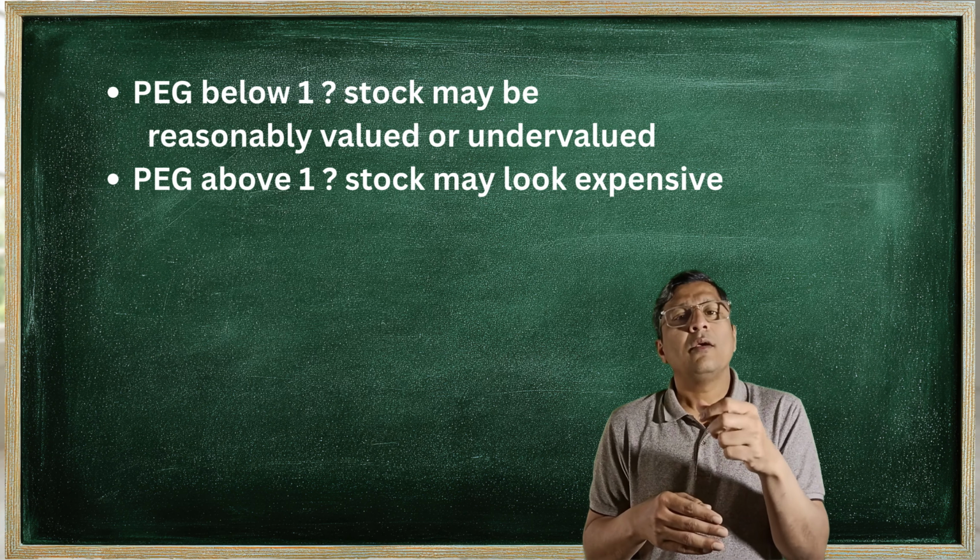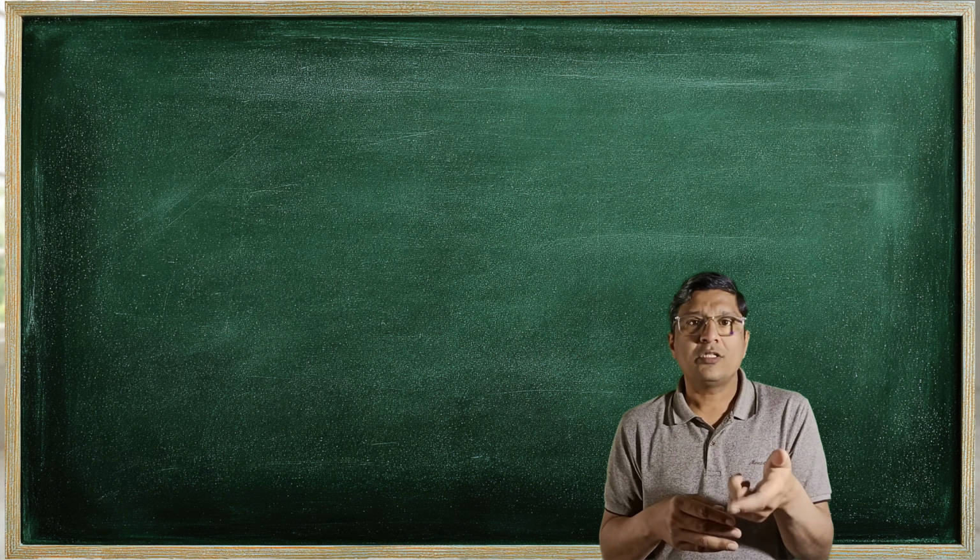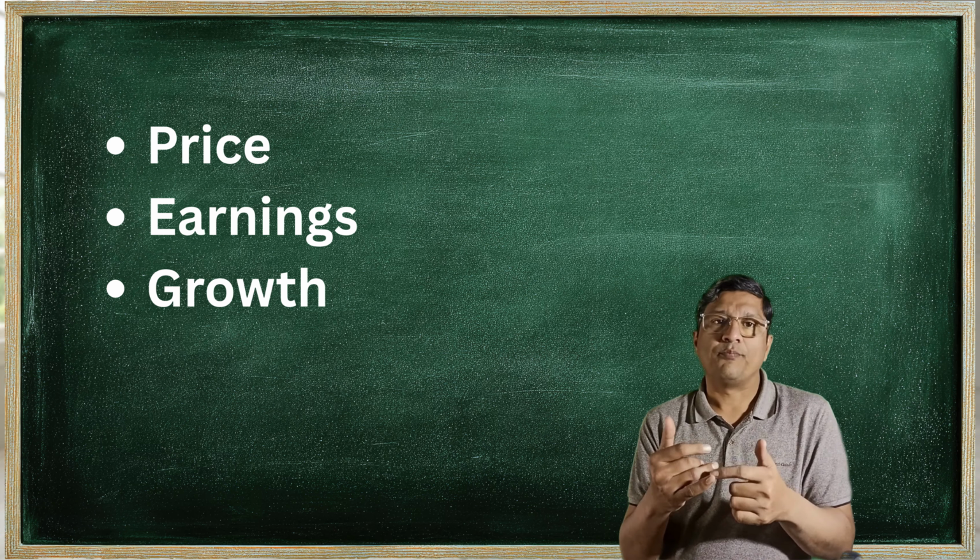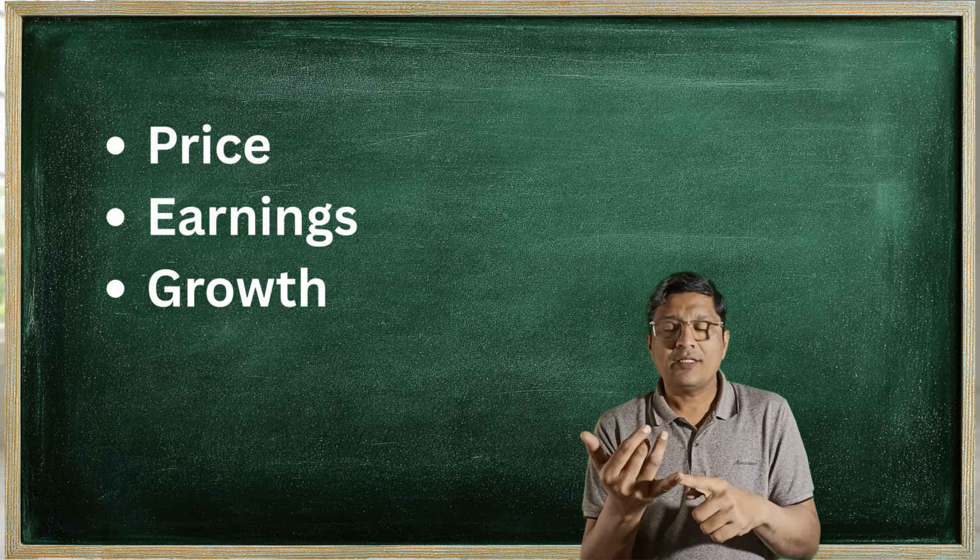Why is PEG more powerful? Because it looks at three things together: price, earnings, and growth. A stock with a PE of 30 but growth of 30% might actually be fairly valued, whereas a stock with a PE of 15 but growth of only 5% might be expensive. This is why PEG is often considered more informative than PE alone.